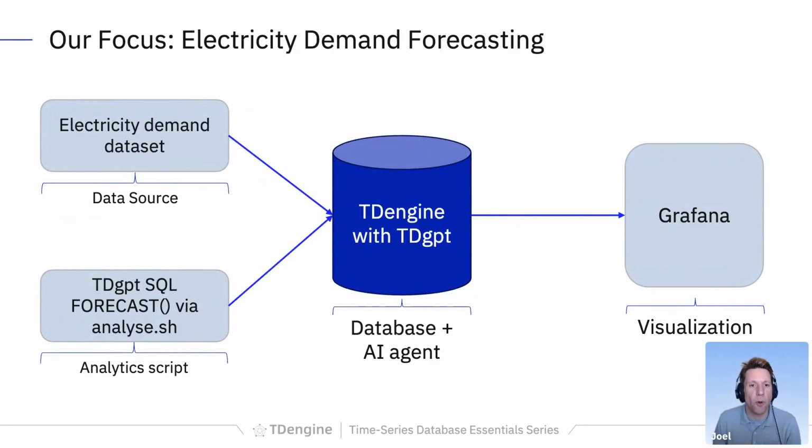So for our demo today, this is our architectural diagram of what I'll be demoing. We have an electricity demand data set in SQL that will be imported into TDengine with our TDgpt backend that is displayed into Grafana. But I'll also be running the analyze script, which will be injecting forecasted data that is being forecasted using the forecast function.